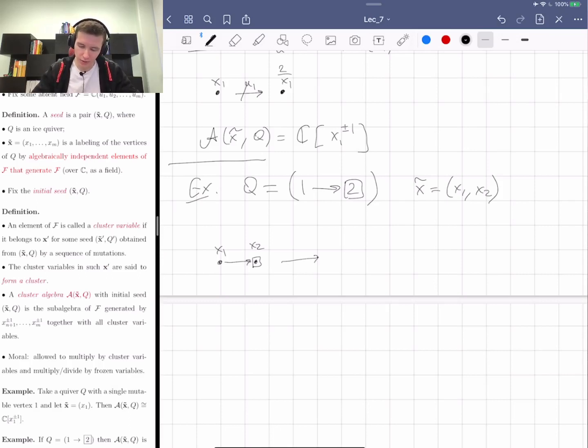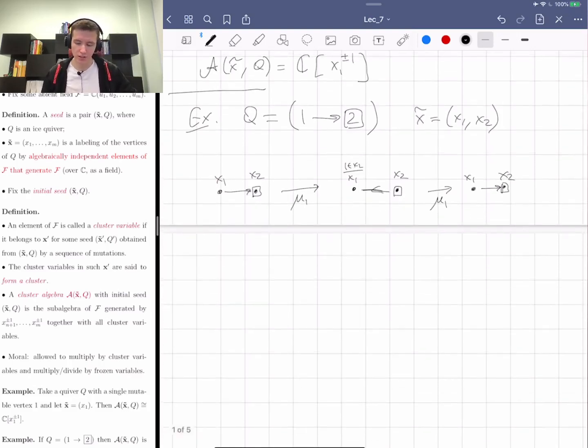Okay, so I can apply mu1, and then what happens to the quiver? X2, okay, and the arrow, I guess, is going like this. Yeah, okay, so that's good. And what happens if I mutate again? Okay, yes, that's true. X1 and X2. All right, so I have mutated in all possible ways.